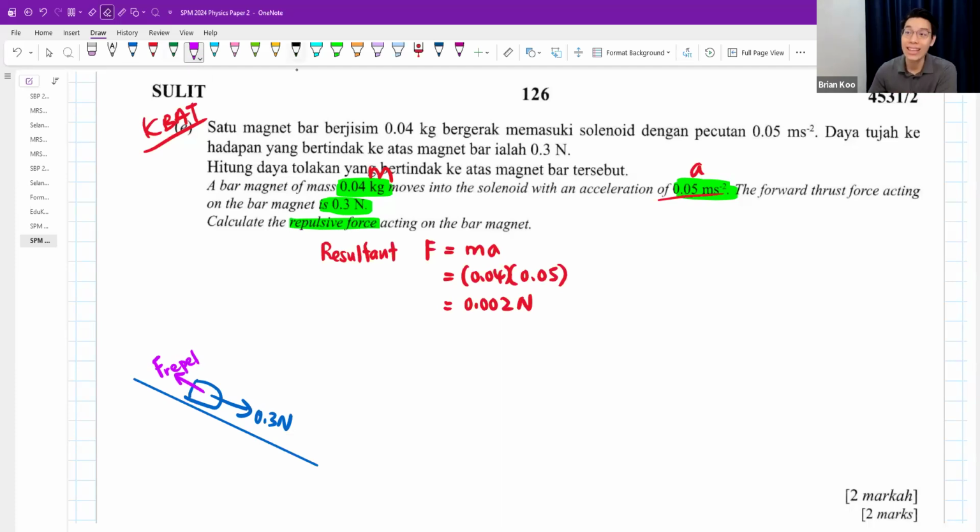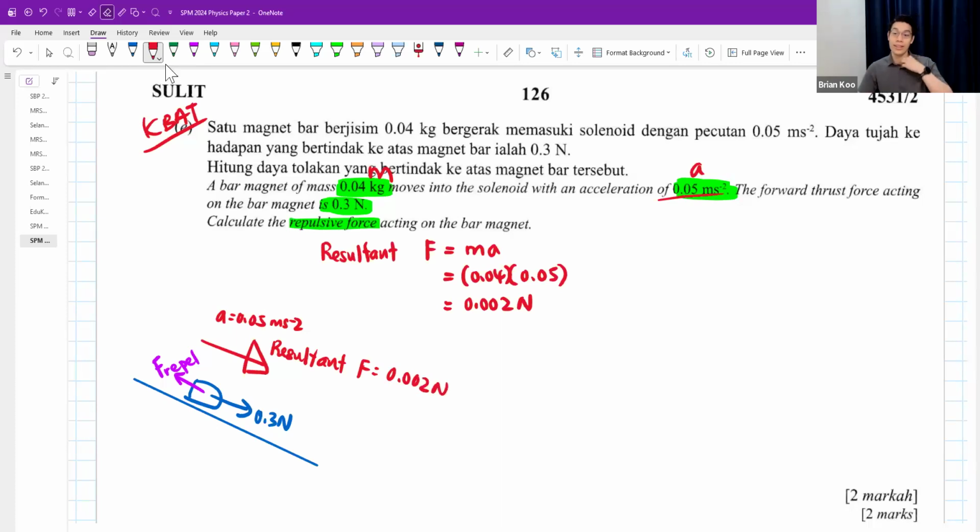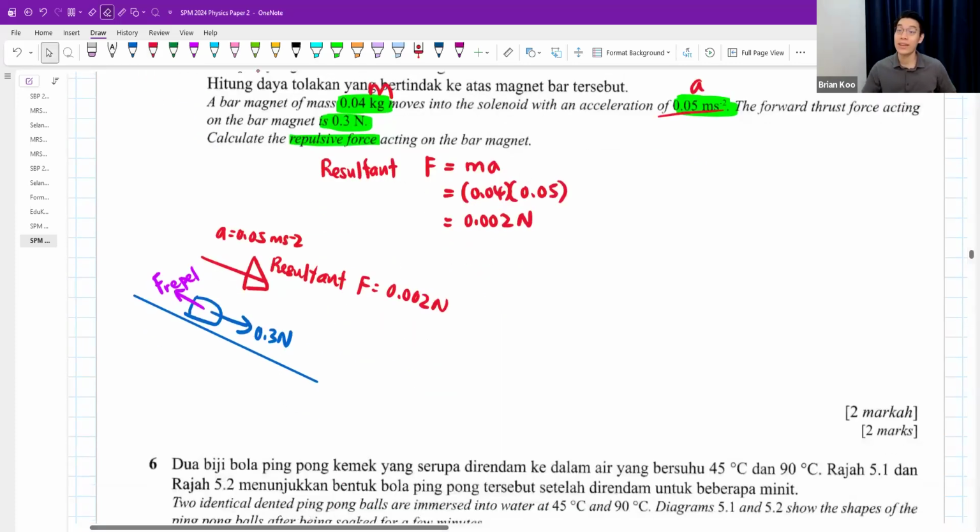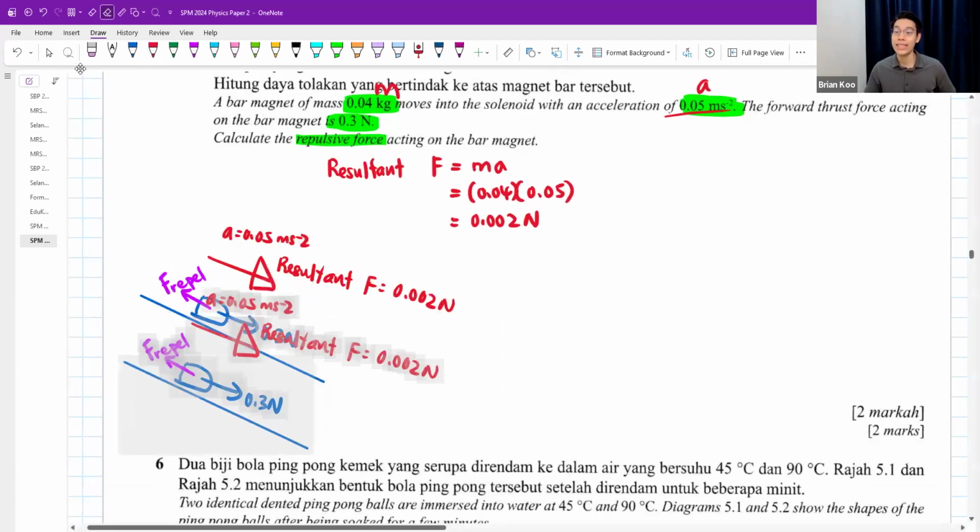Okay, and then what we calculated was that the acceleration is like this. We found a resultant force of 0.002 newtons. Okay, now what does that mean? It means that if I want to find out the repulsive force, I need to minus.